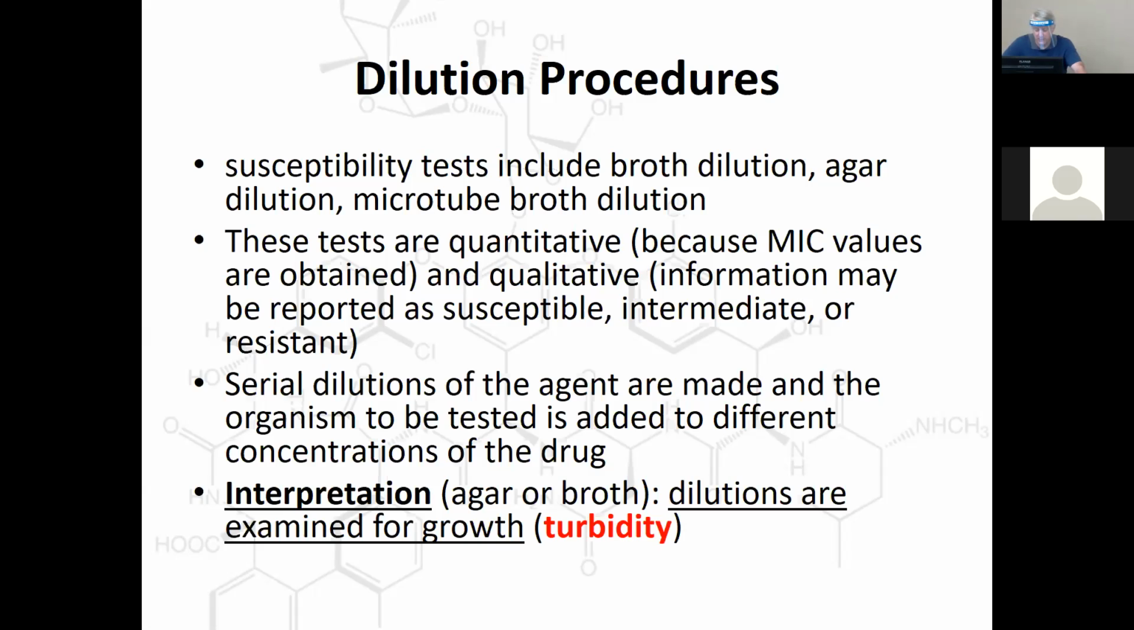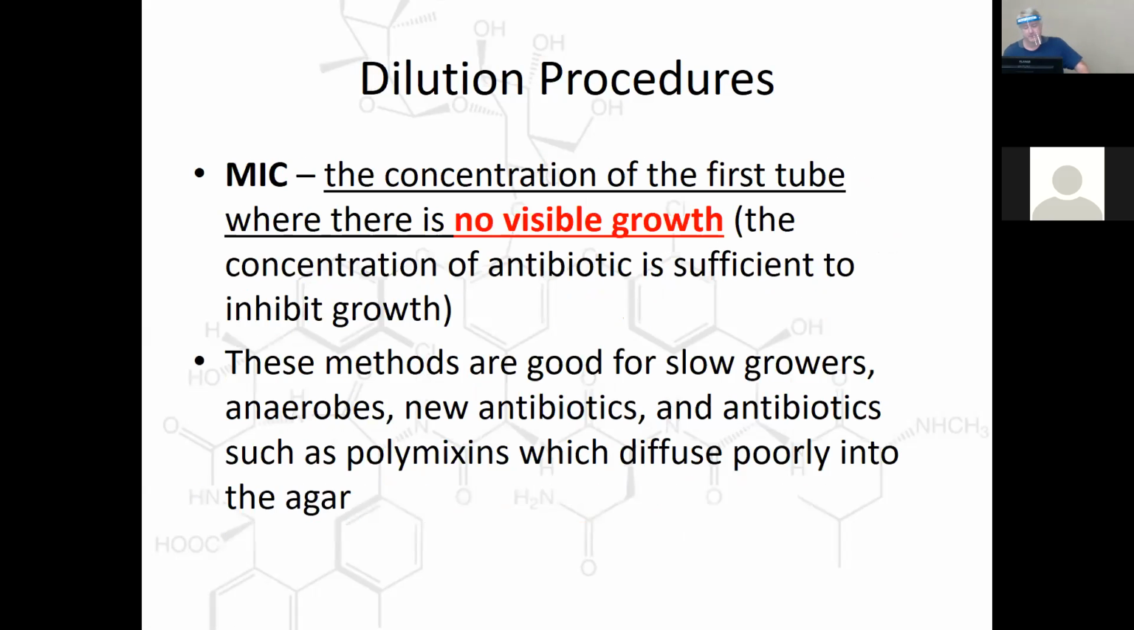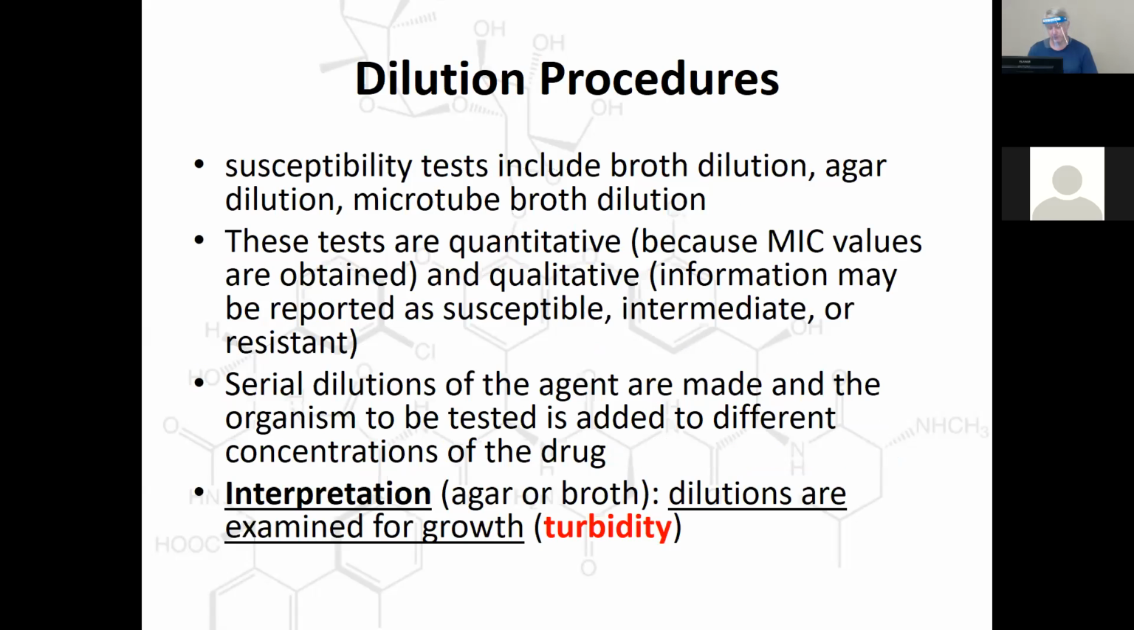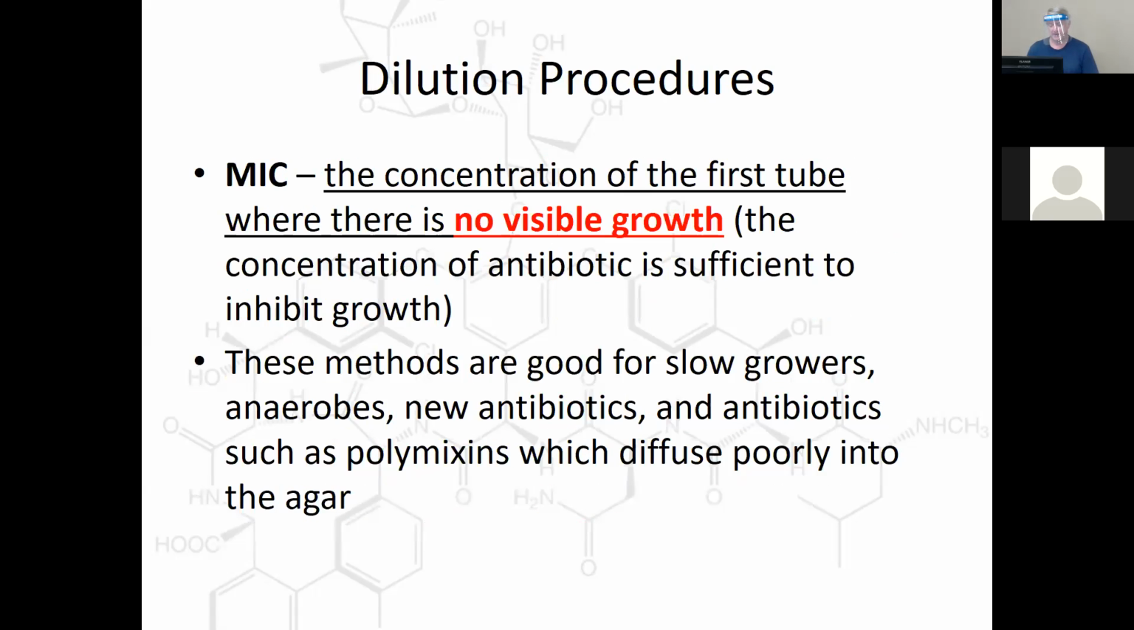Interpretation: dilutions are examined for growth through turbidity. MIC is the concentration of the first tube where there is no visible growth. So instead of putting it on an agar plate, we're doing a tube serial dilution. The MIC is where there is no visible growth in that tube. These methods are good for slow growers and anaerobes, new antibiotics, and antibiotics such as polymyxins, which diffuse poorly in the agar.